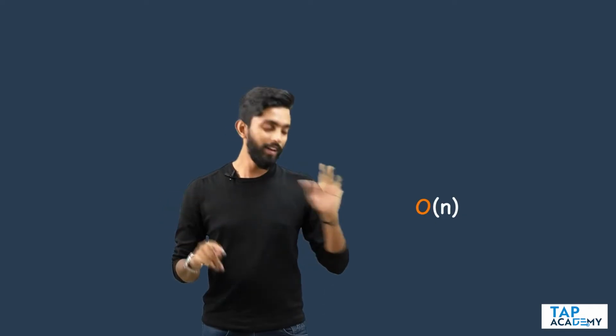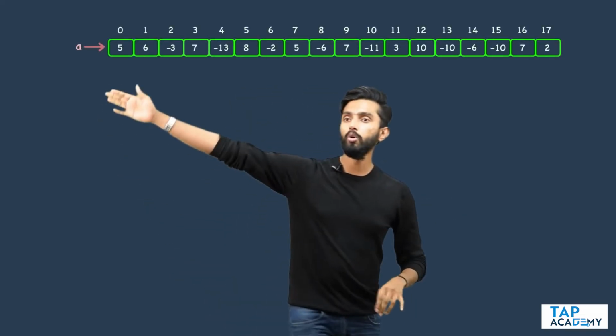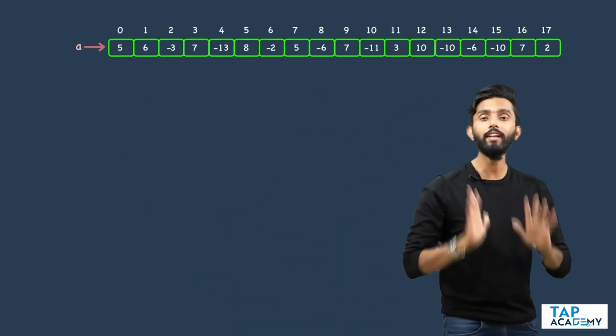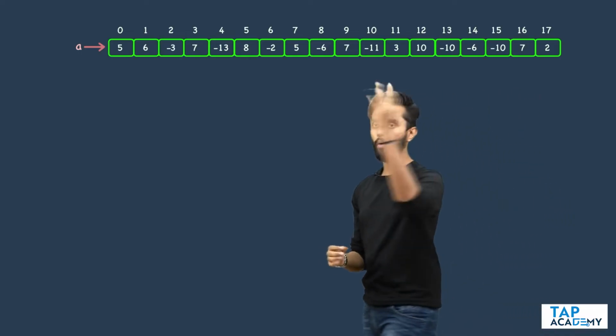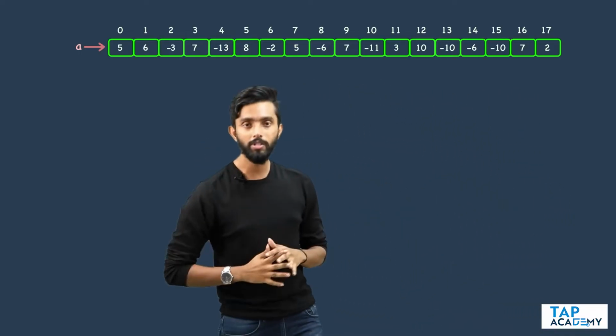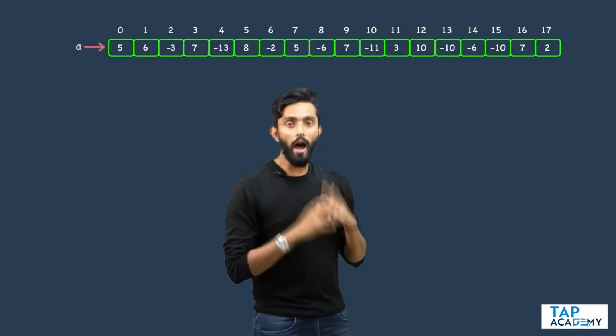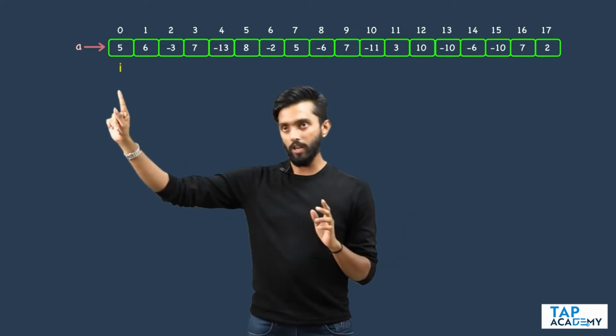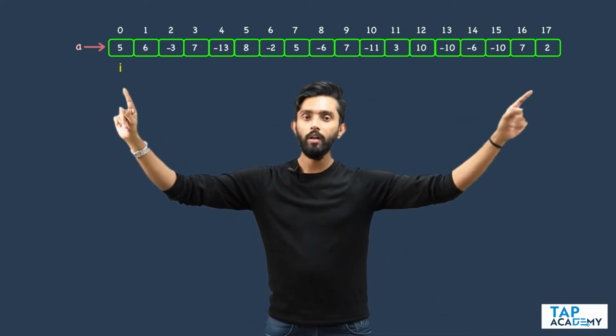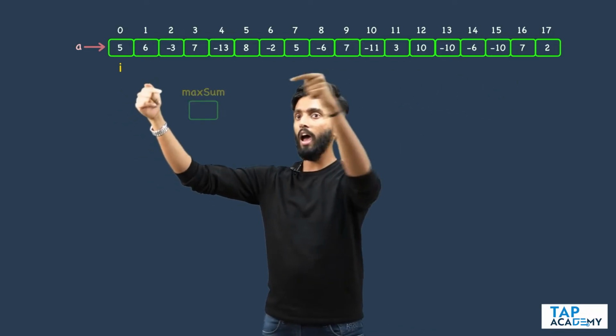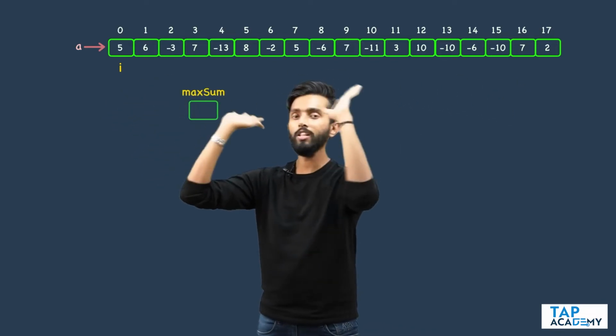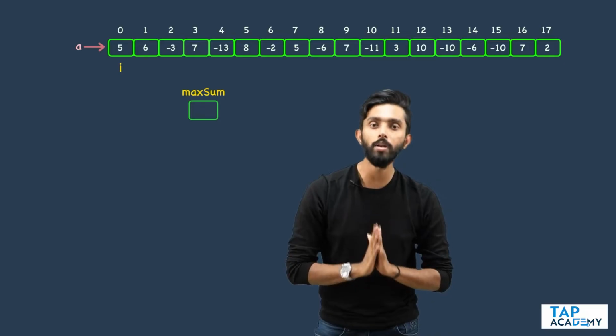So for that, let me take an example. Assume this is the array that I have. 18 elements I have, both positive elements and negative elements also. Now, I am just going to run one loop where I start from 0 and go to the end. By the time I get to the end, I have a variable called maxsum. Inside this maxsum, I will have the maximum sum.